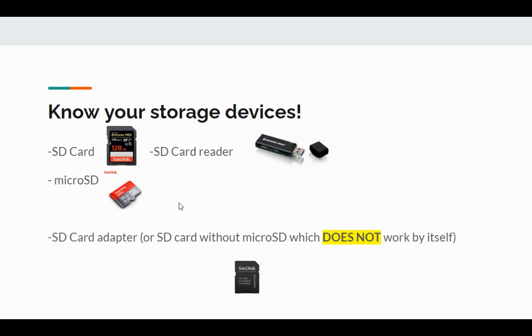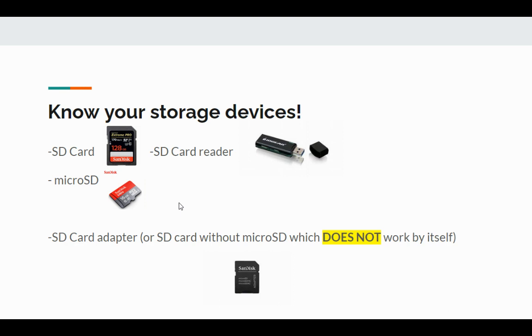Lastly, know your storage devices. I'm quite surprised to know some people do not know the difference between SD card and micro SD, and apparently take the SD card adapter, plug it in the computer and say there's nothing inside. There's nothing inside because the micro SD is not inside the adapter. It's like plugging a 2-pin plug adapter inside the socket without plugging the plug into the socket and switching on the power and expecting it to work.